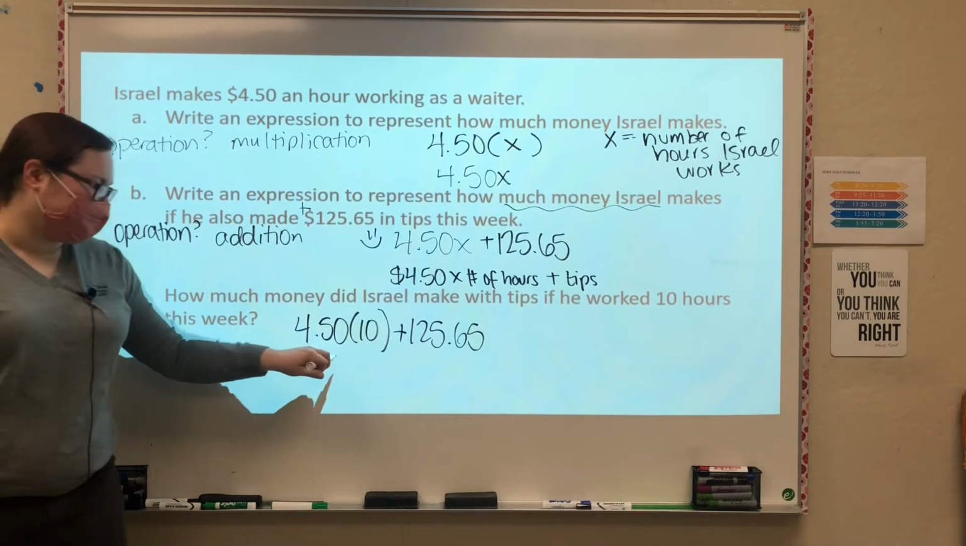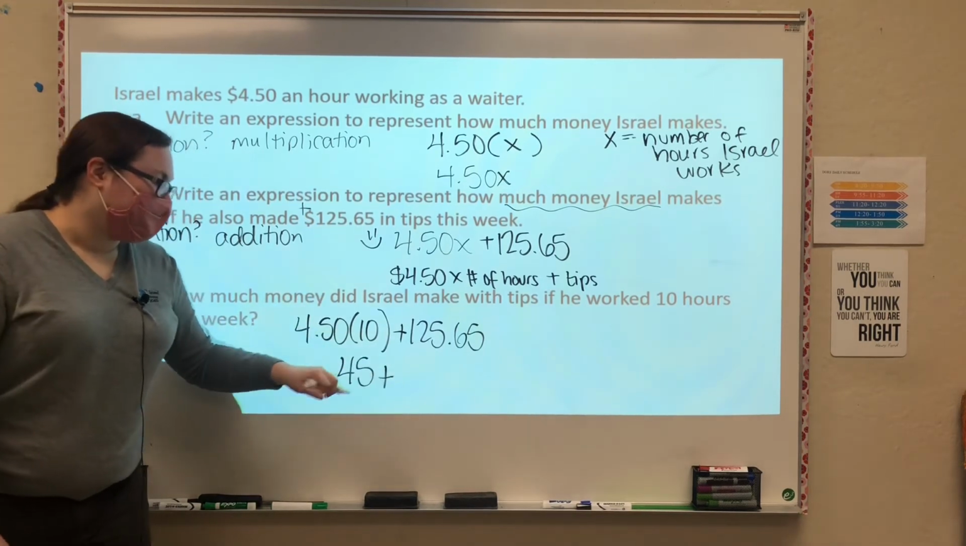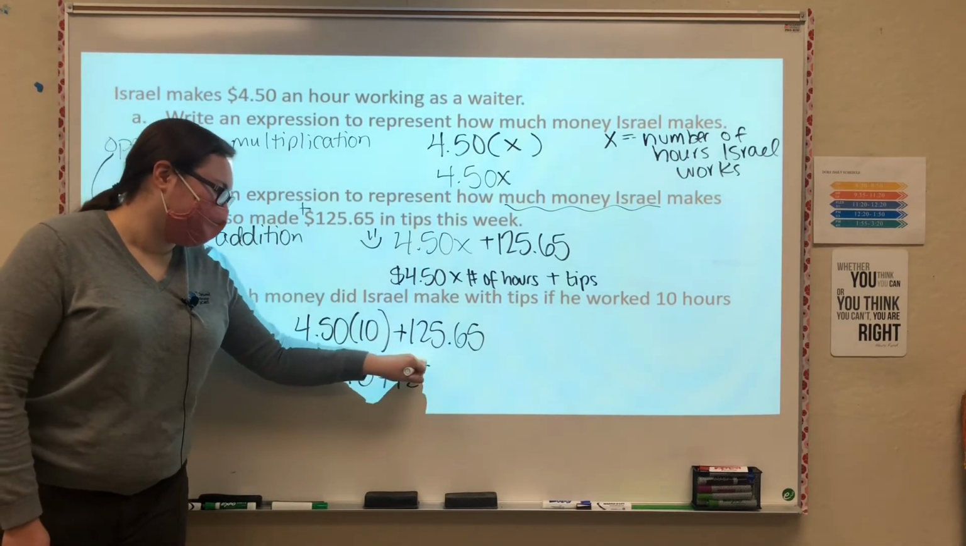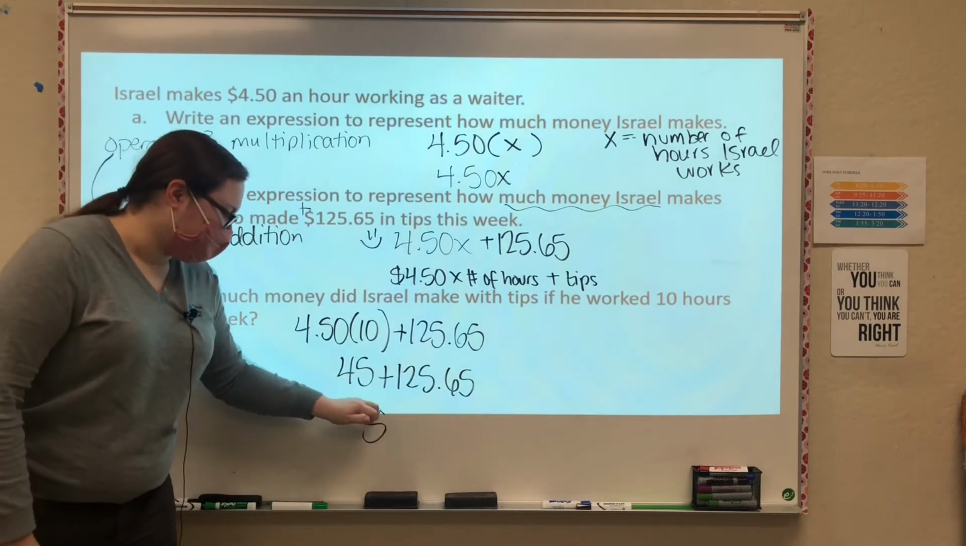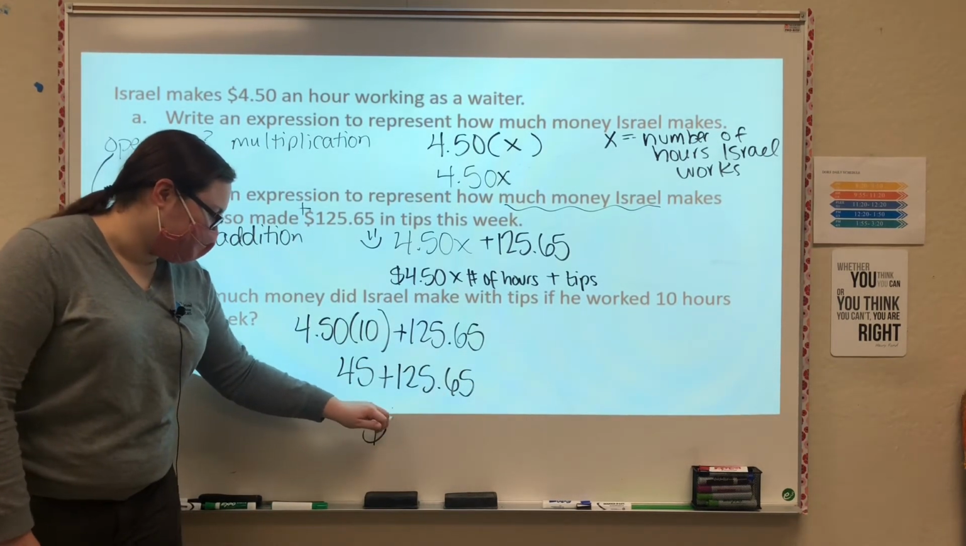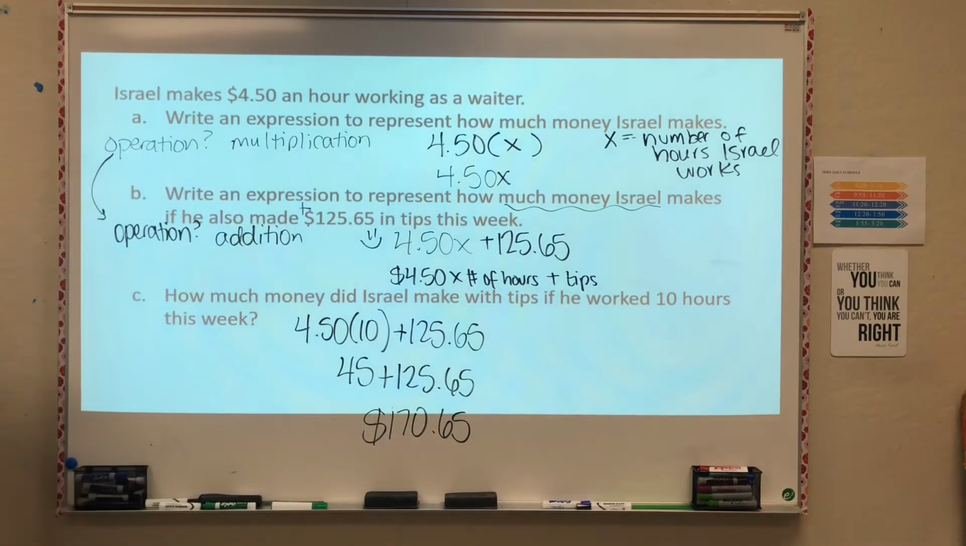$45. Nice. That is why waiters do not get paid enough. Plus the tips. $170.65. Nice. And I like how you already put that into money. You said $170.65. What, actual waiters make that type of money like that?